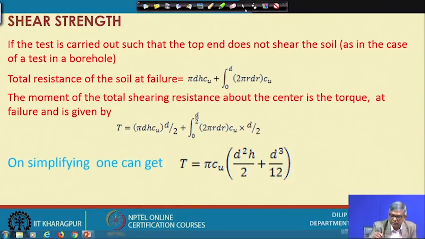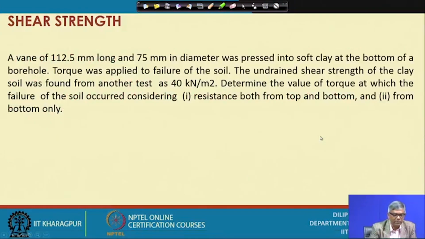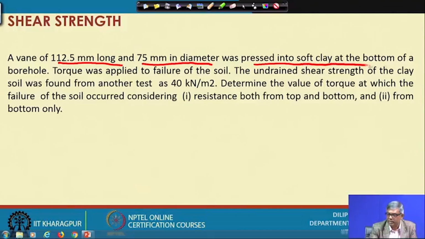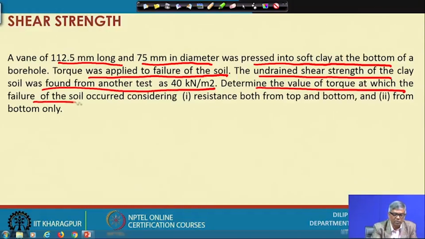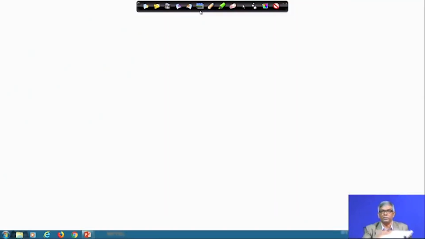Next, I can give you one example of this. The problem is: a vane of 112 millimeter length and 70 millimeter diameter was pressed in soft clay at the bottom of a borehole. Torque was applied to failure of the soil. The undrained shear strength of the clay was found from another test to be 40 kilonewton per meter square. Determine the value of torque at which failure of the soil occurred, considering resistance both from top and bottom, and from bottom only. This is a very simple problem, just an application of the expressions.